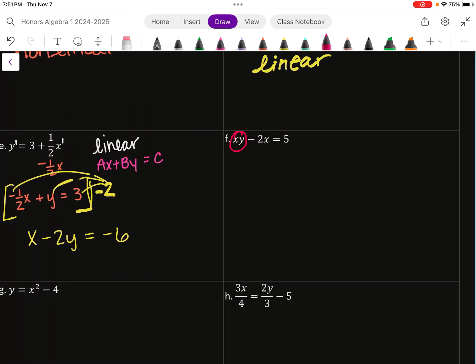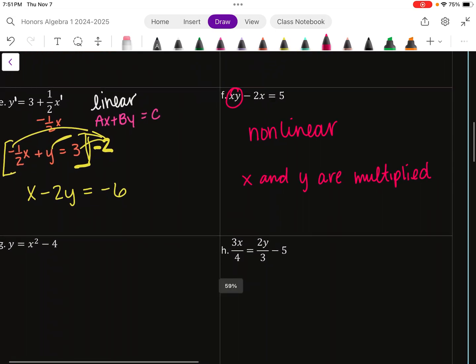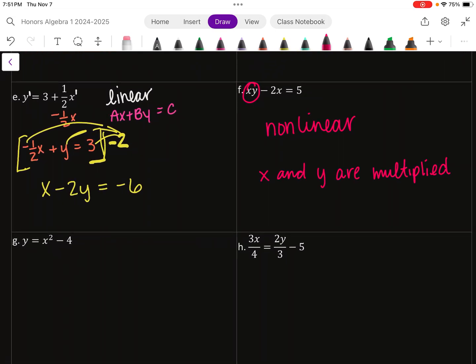All right. F there. This guy right here, x and y are being multiplied. So it's definitely nonlinear. Even though they have degrees of 1, they're multiplied. G here, y is to a degree of 1, but x is a degree of 2. So that is nonlinear.